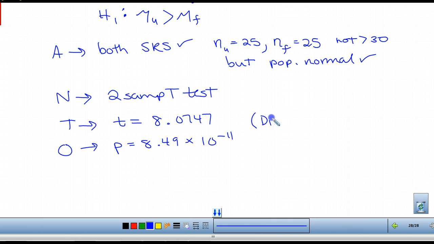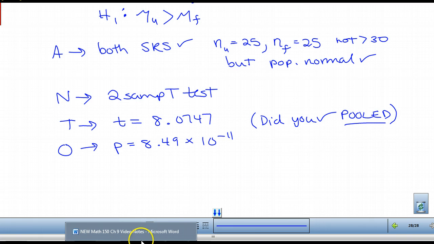Did you check that it was pooled? Yes. So make sure that you pooled that. It makes a little bit of a difference. You might still get the same result, but you're not going to get the same test statistic and the p-value. So you want to make sure you're getting those the same.